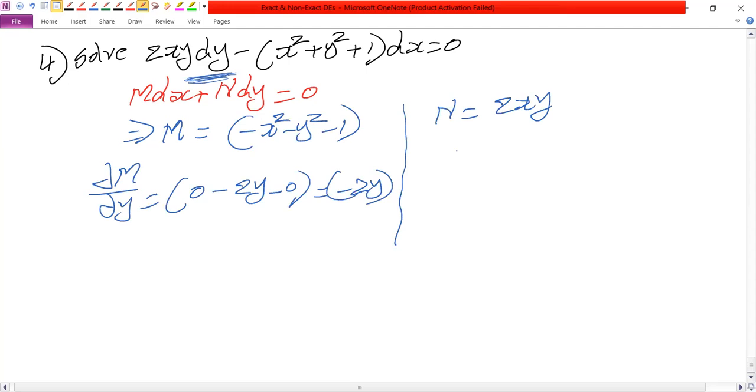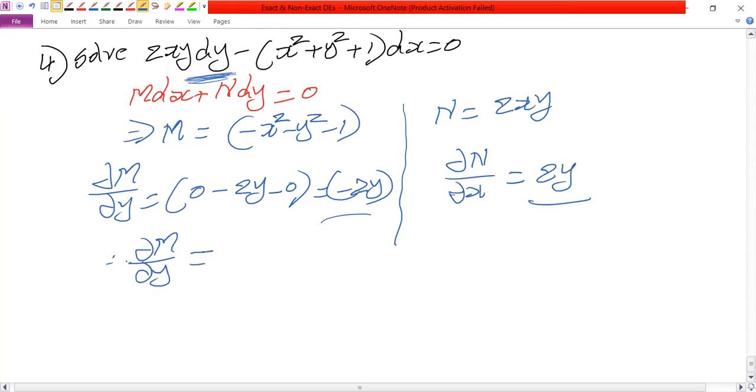And ∂N/∂x. Partial differentiation of N with respect to x, treating y constant. So 2y into differentiation of x is 1. So are these two values the same? No. Therefore, ∂M/∂y is not equal to ∂N/∂x. Therefore, the given equation number 1 is non-exact.